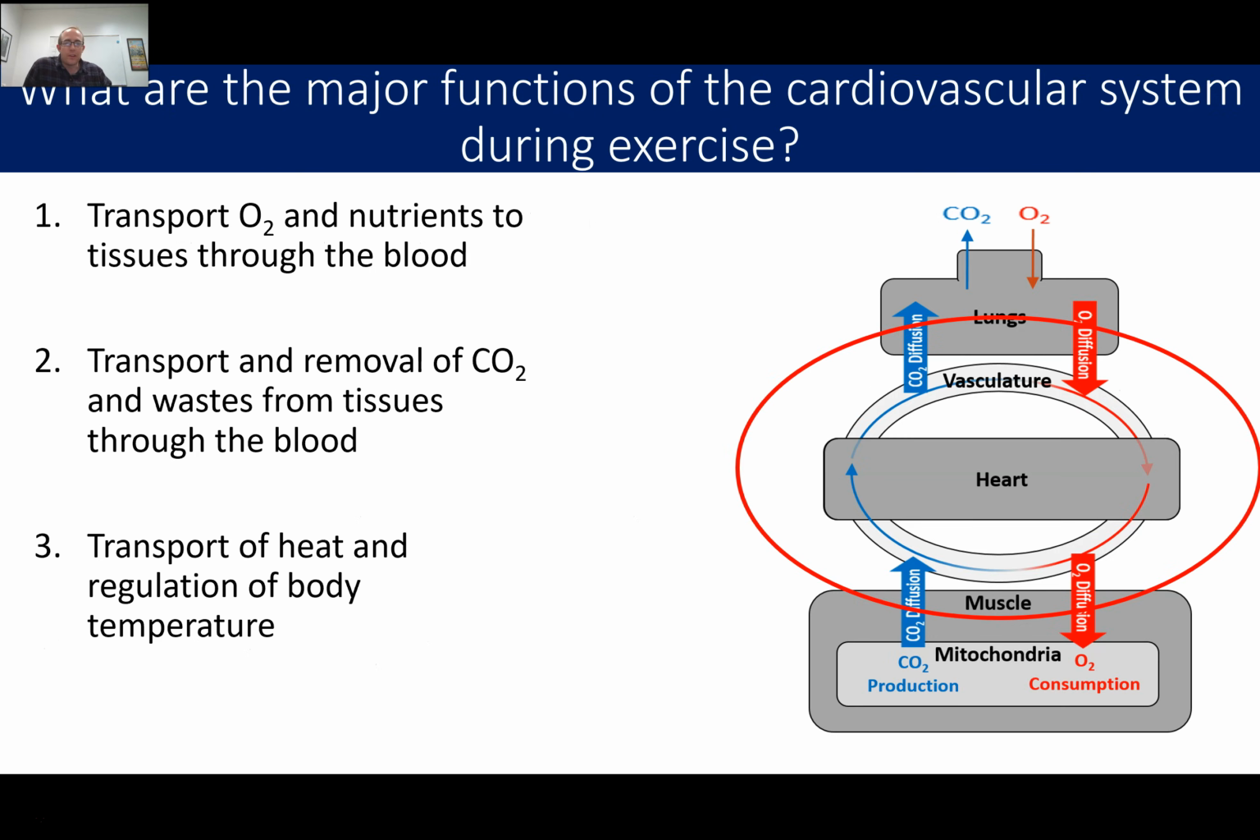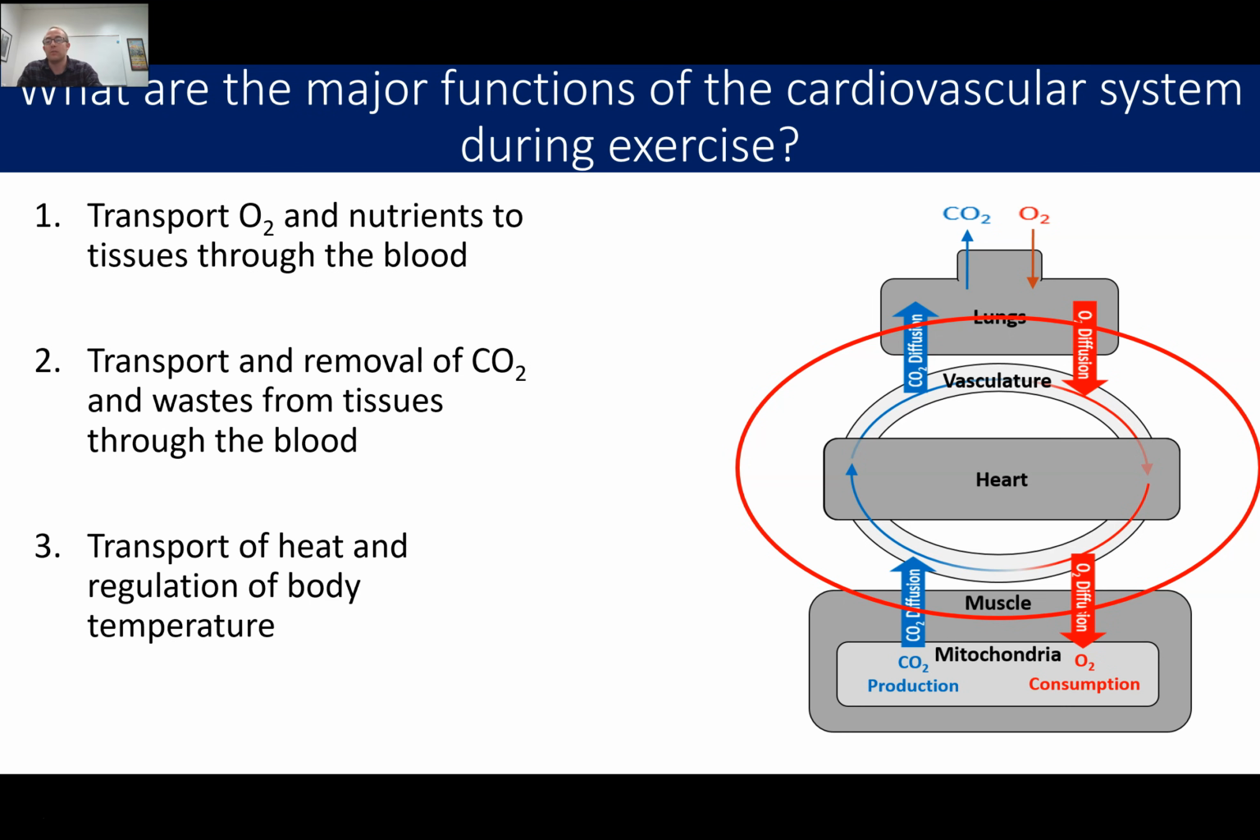All right, so what are the major functions of the cardiovascular system? A lot of it comes down to transport. Well, pretty much most of it, if not all of it. One function is to transport oxygen and nutrients to tissues in need, like skeletal muscle or the heart or the brain. It also transports and removes CO2 and other waste products away from tissues.